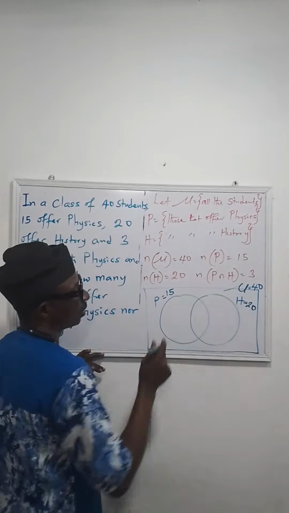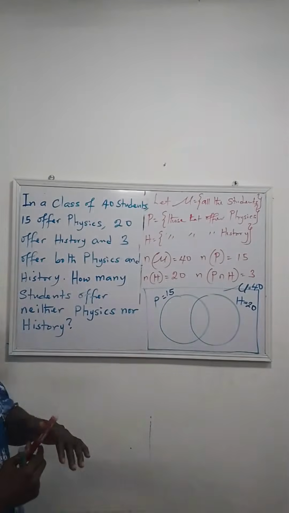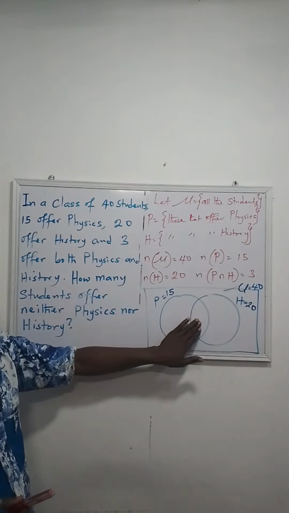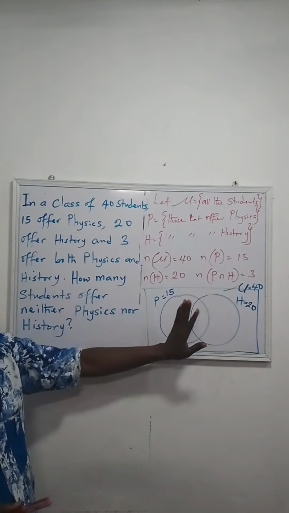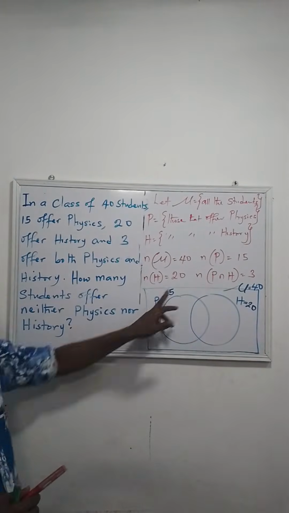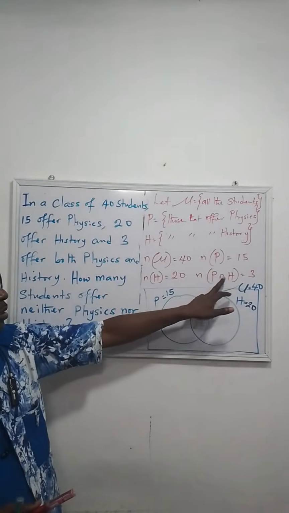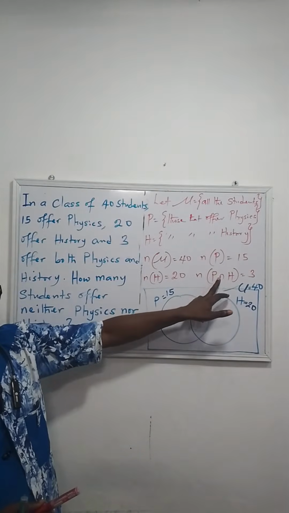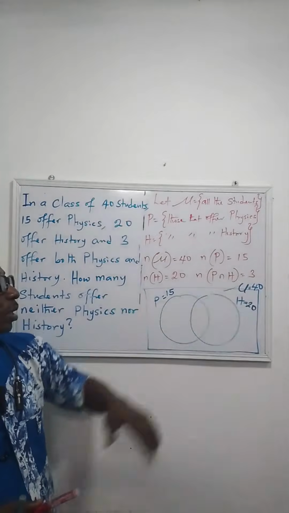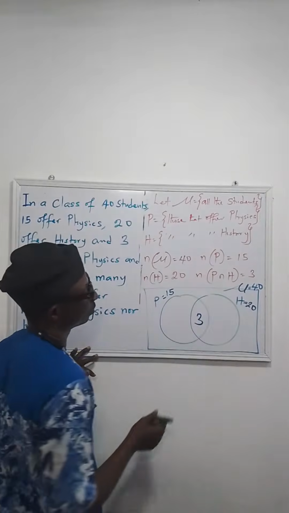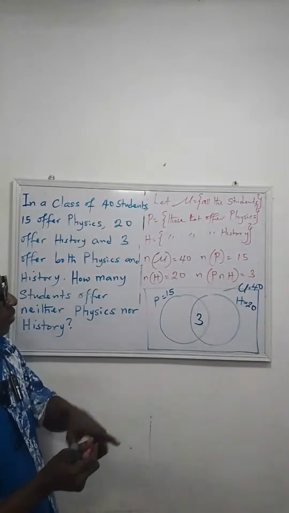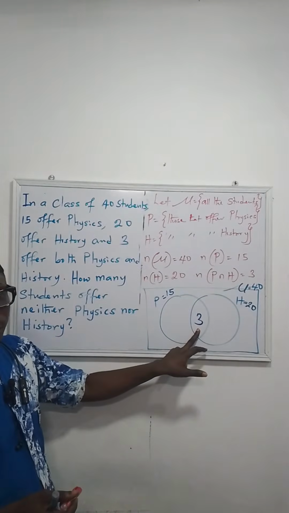Now, here, the first thing to enter is this middle, okay? The intersection of the two subsets. Okay, so now in the question, we are told that the number of those that offer physics and history is 3. So that means here we have 3. So you can see here we have physics and we also have history.